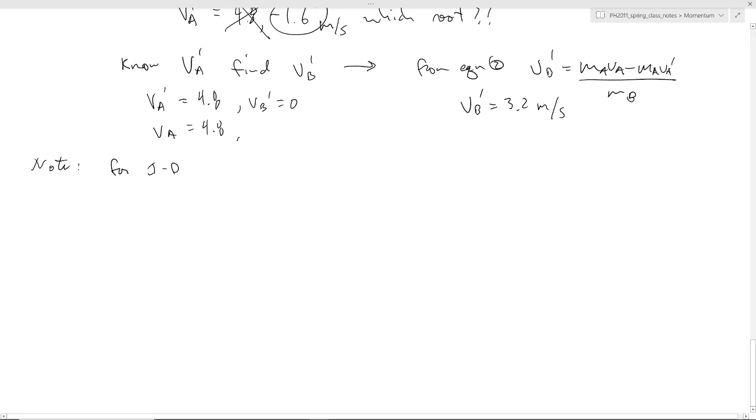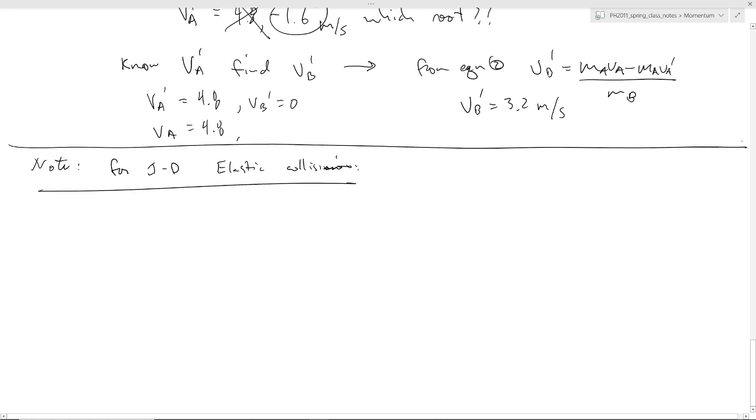I want to show you something for one-dimensional elastic collisions. That's kind of cool. That should help with homework as well, and actually it helps with this problem. So the situation, let's think about just the general case. In general, suppose you just have two masses.